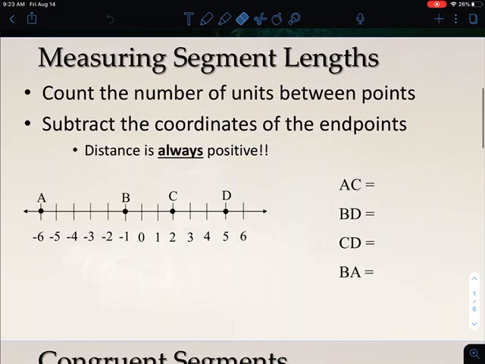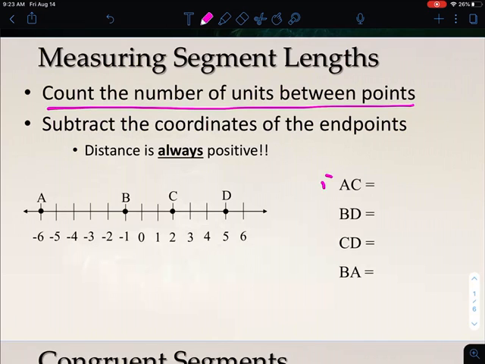So the first thing we're going to get to is just measuring segment length, so finding distances on a number line. So if I want to find the distance between 2 points, and they're on a number line, whether that's vertical or horizontal, like we have below, there's two different options we have to determining what the distance between those 2 points are. So the first one is I can count the number of units between the 2 points. So all I got to do is start at one point and count to the other.